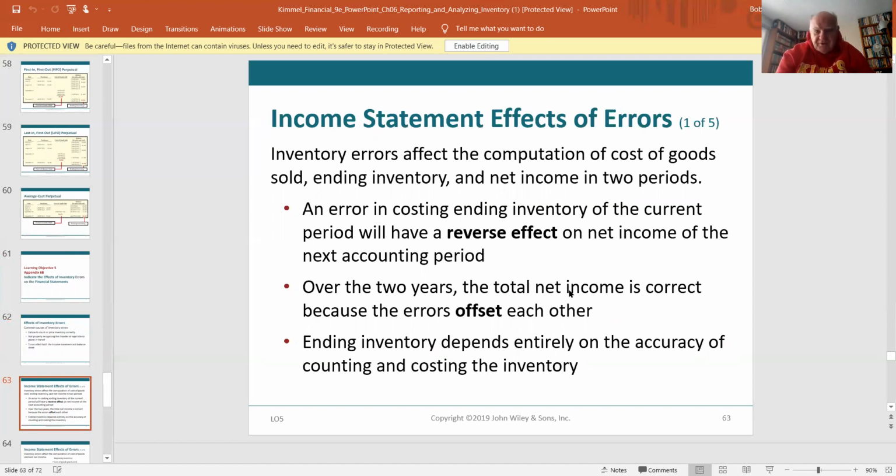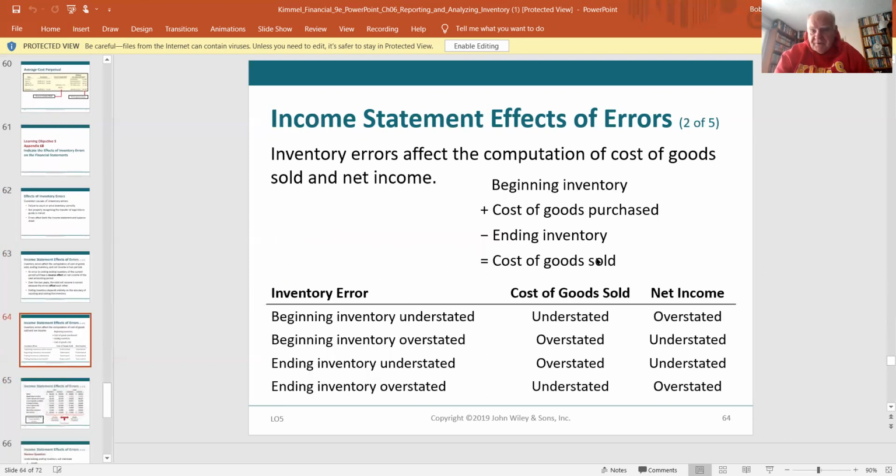An error in costing inventory of the current period is going to have the reverse effect on the next period's net income. Over 2 years, the total will be correct, but you're going to have the wrong income in each of the 2 years. And that can really cause some big problems, as you might imagine. The ending inventory depends entirely on the accuracy of the counting and costing of the inventory. So if we botch that up, we're screwing up 2 months at one time.